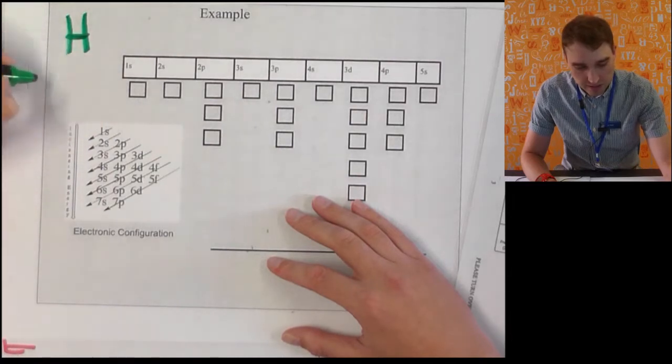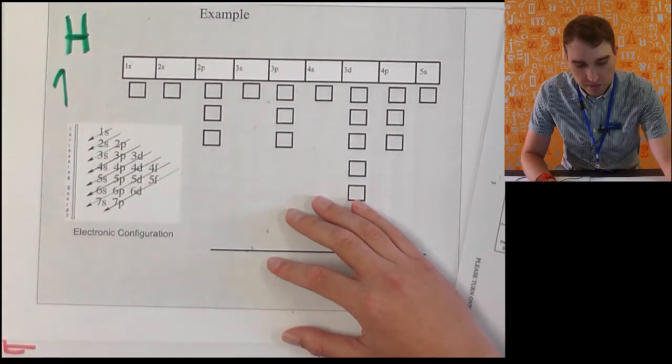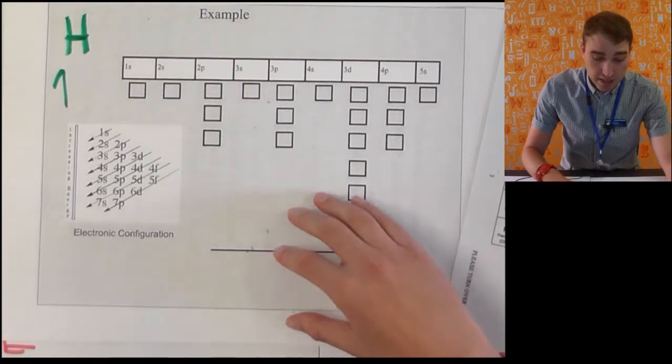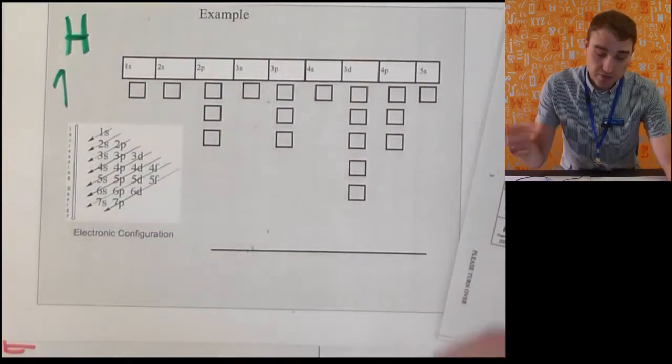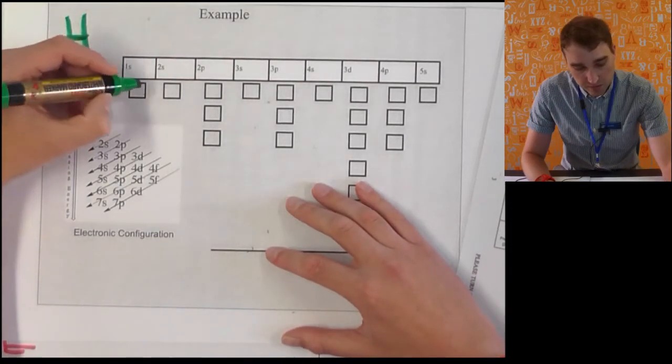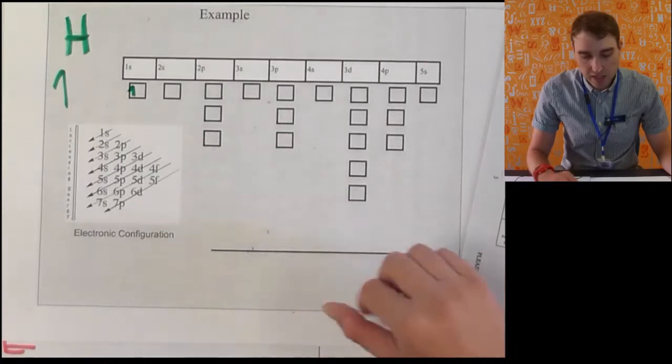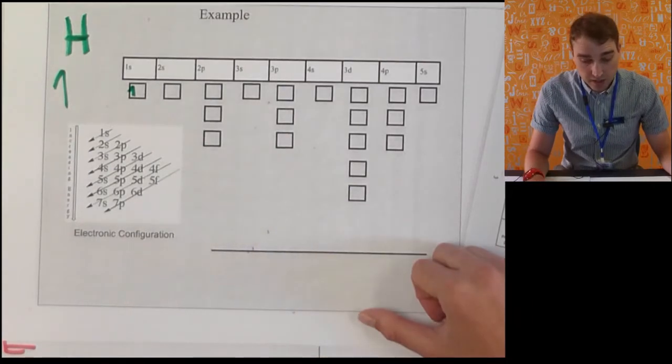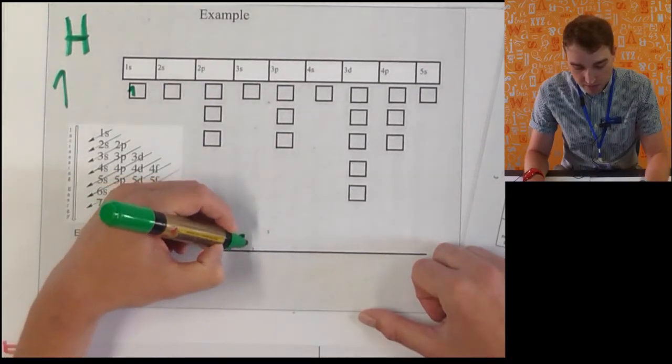The way we represent it is, each electron is represented with a half arrow. We do 1 half arrow going up, 1 half arrow going down. That's because each orbital contains 2 electrons, one spinning in one direction, the other spinning in the other direction. So for hydrogen, when we fill this in, we do 1s1, with a half arrow like that.